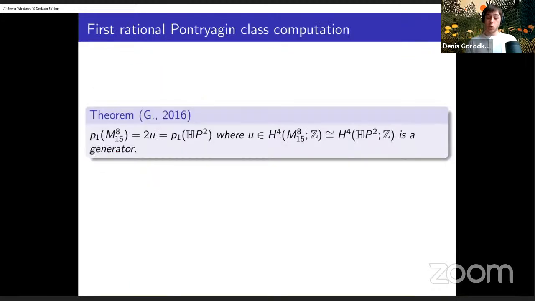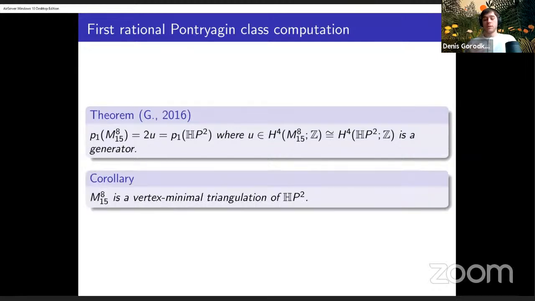And so, using Gaifullin's algorithm, I showed by explicitly computing the first Pontryagin class that indeed the Pontryagin class of this combinatorial manifold corresponds to the Pontryagin class of the quaternionic projective plane, which proves that they are in fact piecewise linear homeomorphic. Moreover, that this is a vertex minimal triangulation of HP2. I have to mention that this is the only known one, and there were no other triangulations of the quaternionic projective planes known before, because it is difficult to construct a triangulation for a manifold with such few cells, in fact.